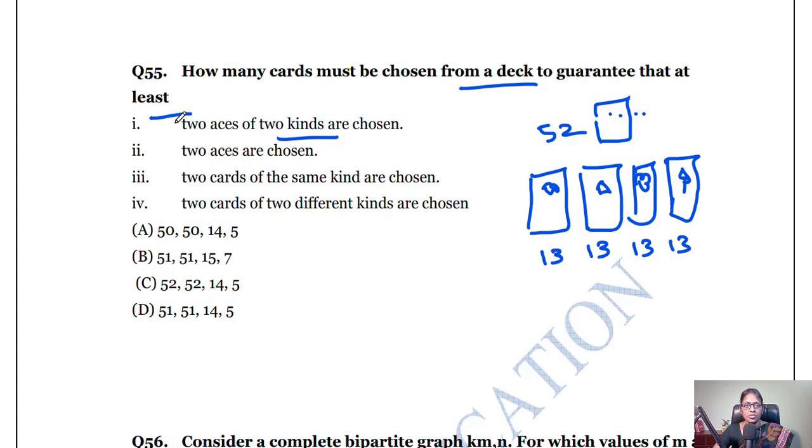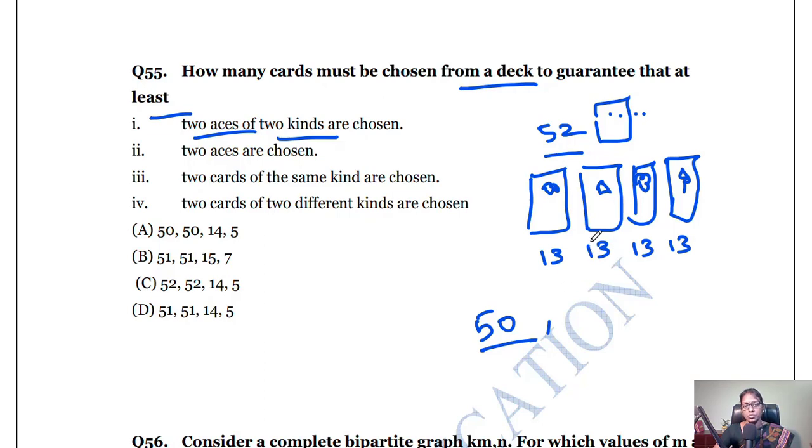They are asking for 2 aces. I want 2 aces of 2 kinds chosen. If I want this, how many cards do I have to take? There are 52 cards in total. If I take 50 cards, surely there will be 2 aces of 2 kinds chosen. Because there are 4 aces in total, so only 2 cards are left. So if you are taking 50 cards, you absolutely have 2 aces of 2 kinds.